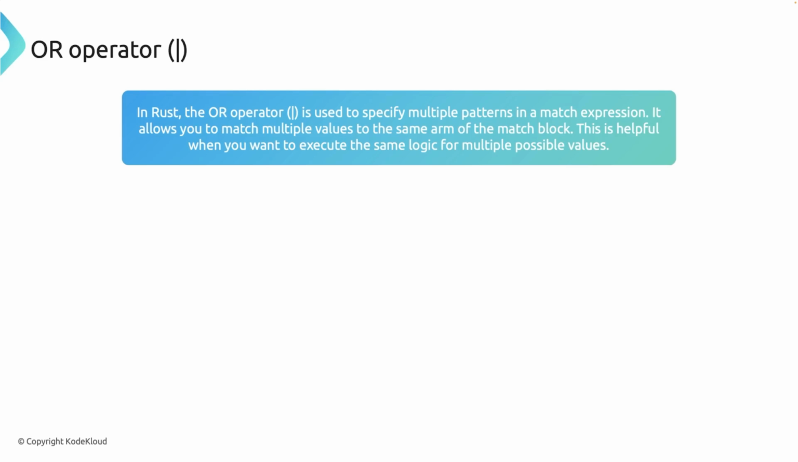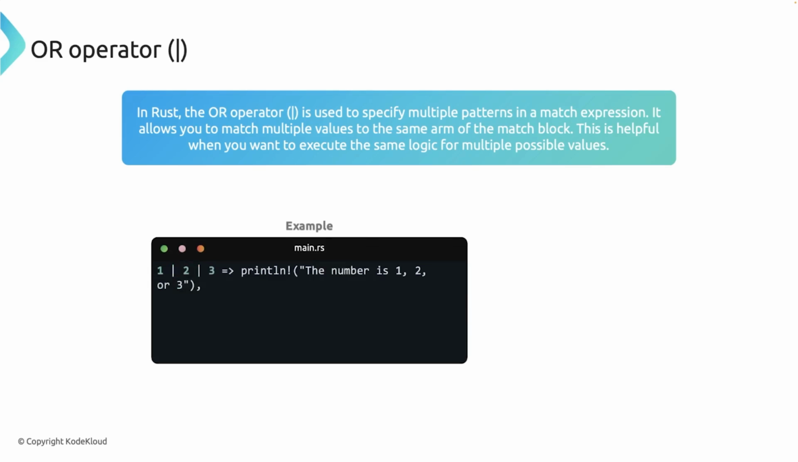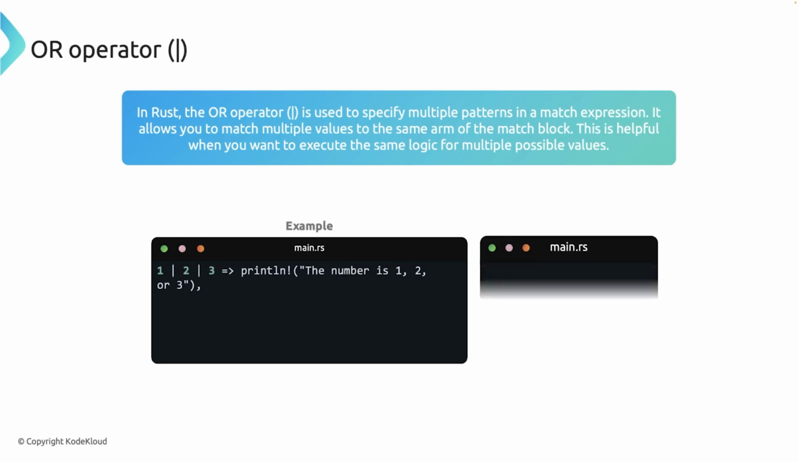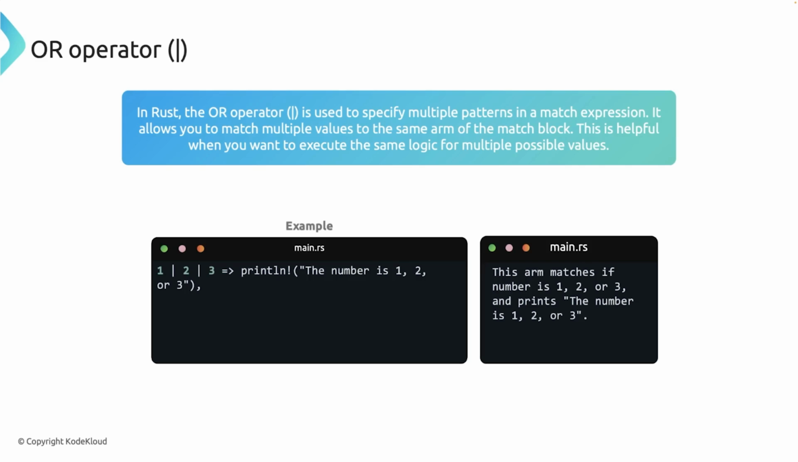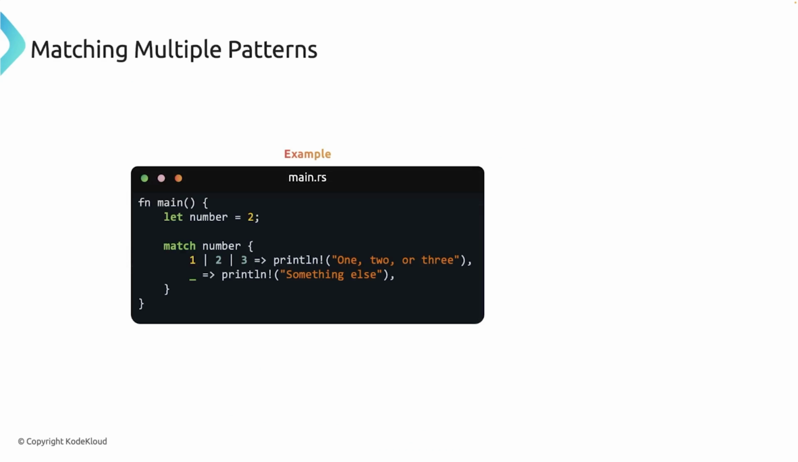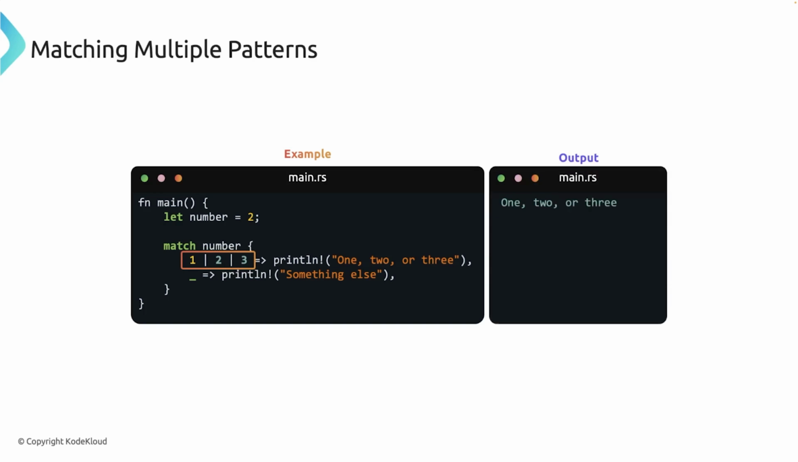Now, in Rust, the OR operator is used to specify multiple patterns in a match expression. It allows you to match multiple values to the same arm of the match block. This is helpful when you want to execute the same logic for multiple possible values. For example, something like this means that this arm matches if number is 1, 2, or 3 and prints the line that the number is 1, 2, or 3. Let's look at this example. In this example, the value of number is compared against the patterns 1 or 2 or 3. And since the number is 2, it's going to print the line 1, 2, or 3.